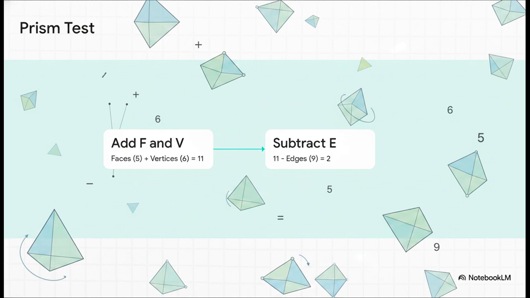A triangular prism. 5 faces plus 6 vertices is 11. Subtract its 9 edges, and yeah, you get 2. The magic of Euler's formula is mathematically undeniable. It's literally a universal constant for flat-faced shapes.